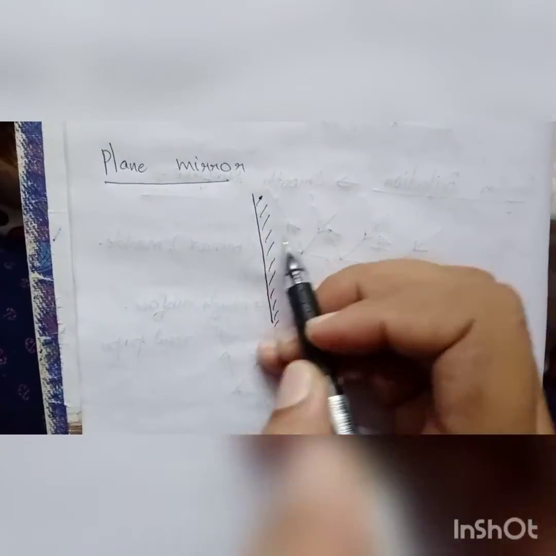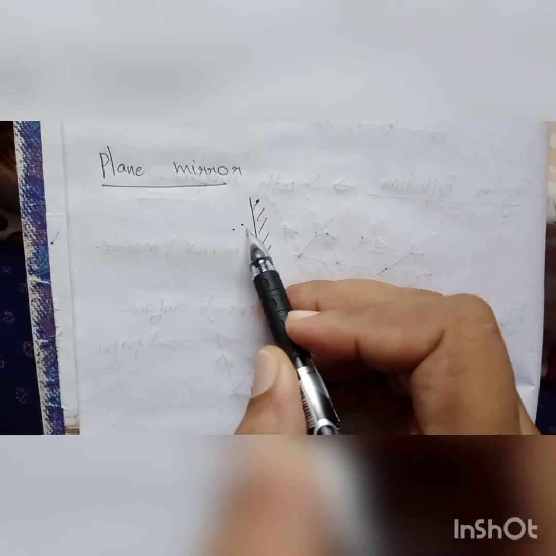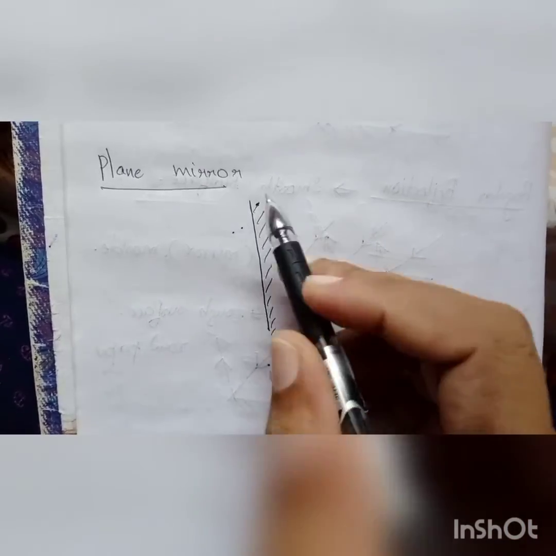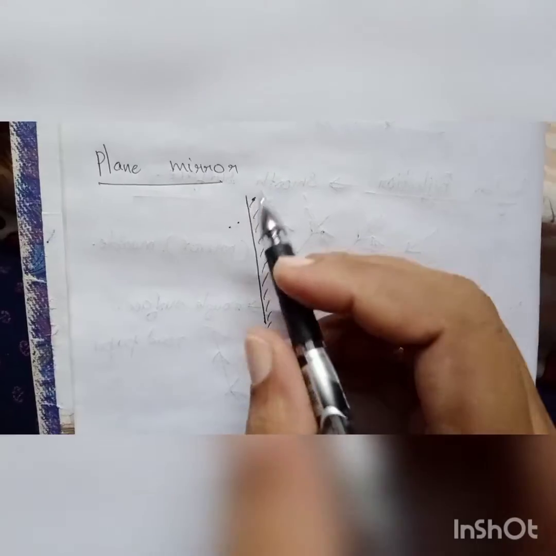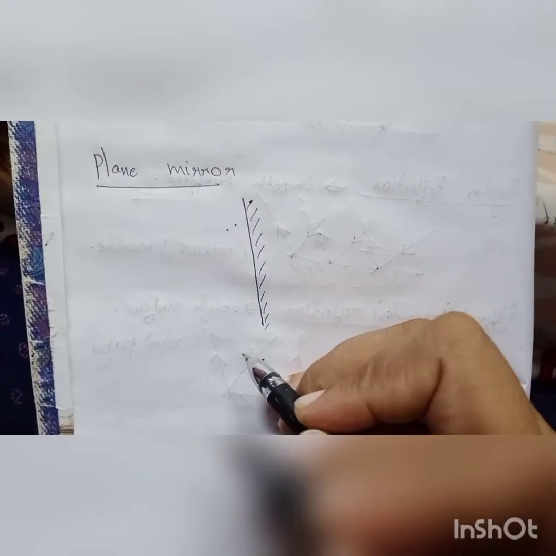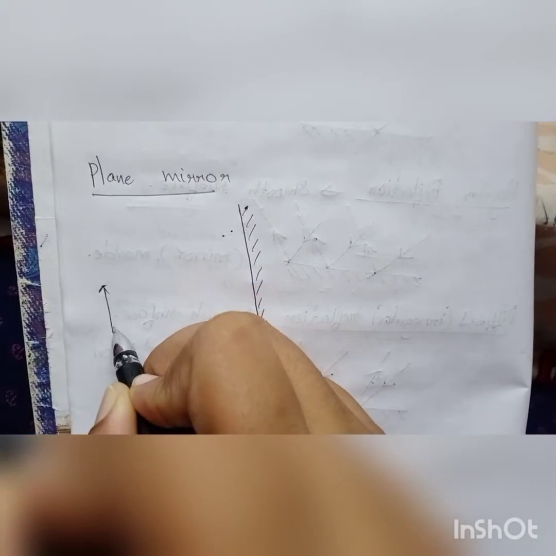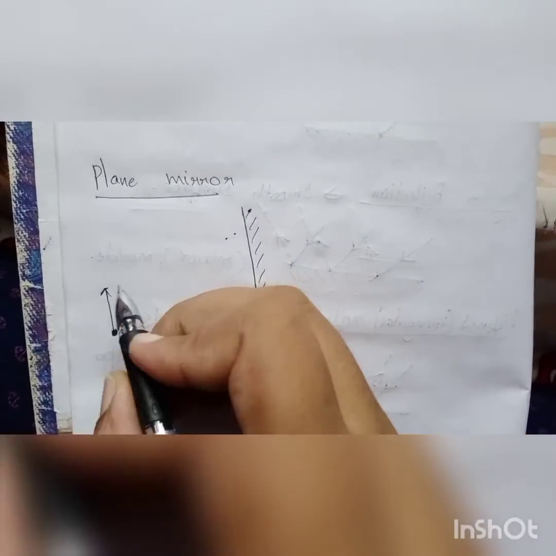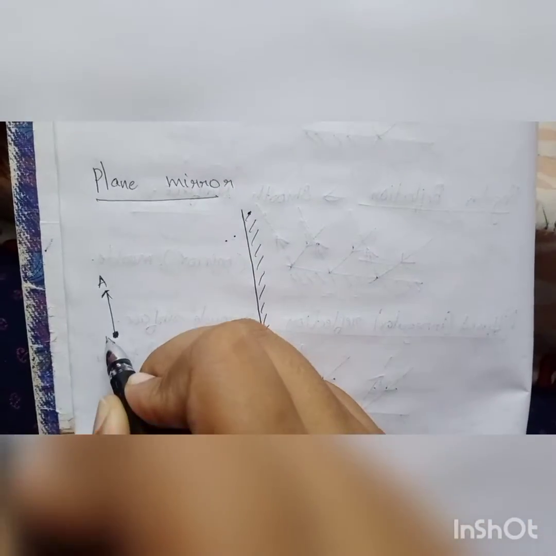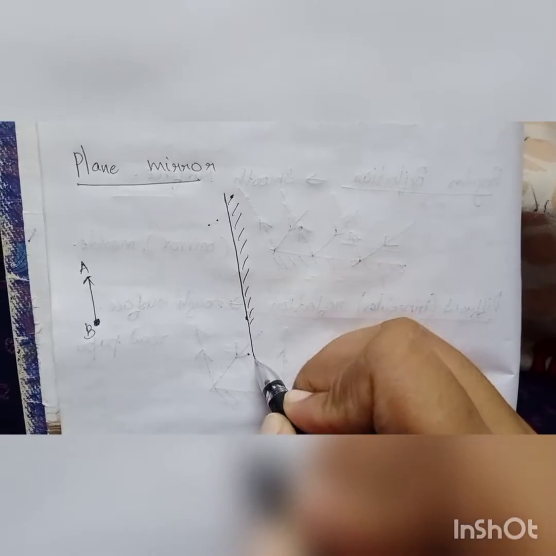If we are considering the surface of a mirror, this will be the reflecting surface and this one is the polished surface of the mirror. Let me consider I have an object AB. I have placed this object here. Let us see how the reflection is happening in a plane mirror.